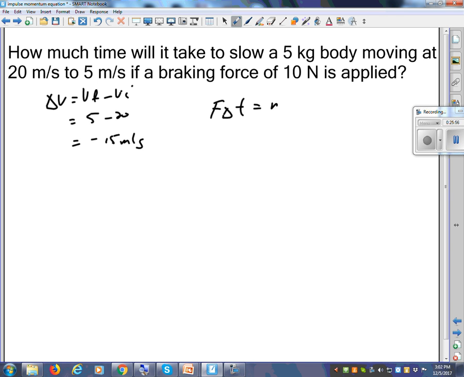F delta t equals outlandish. You don't hear that word too much. The force is 10, we're solving for time. The mass is 5, so that's going to be, oh, now what happens here?